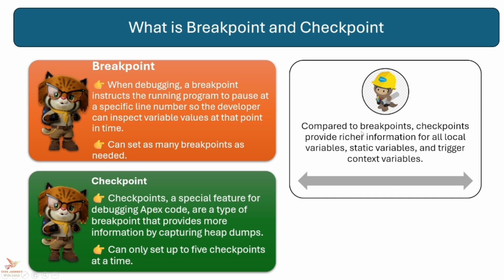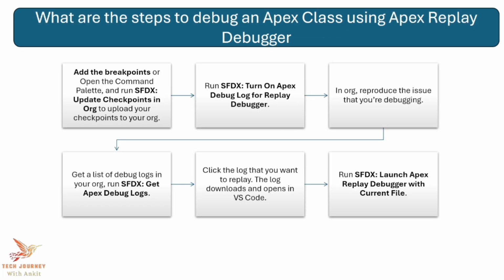As a summary, compared to breakpoints, a checkpoint provides richer information for all the local variables, static variables, as well as the trigger context variables. So a checkpoint definitely provides richer information, but you also have to keep in mind that at a time you can only put 5 checkpoints. So you have to use checkpoints very wisely whenever you are debugging.